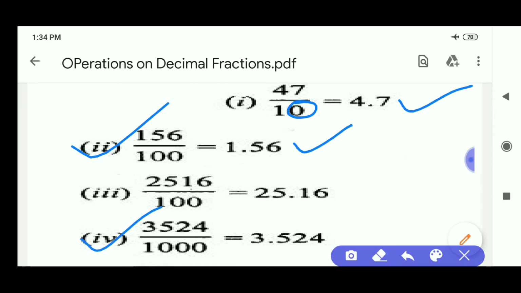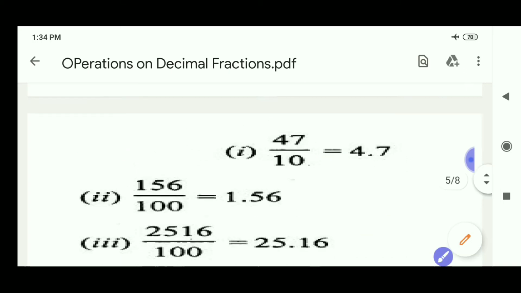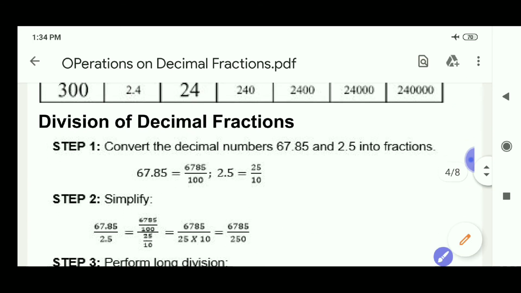Similarly, 3524 by 1000. How many zeros are here? 3 zeros. So, where to put the decimal point? Behind 3 digits. So, it becomes 3.524.